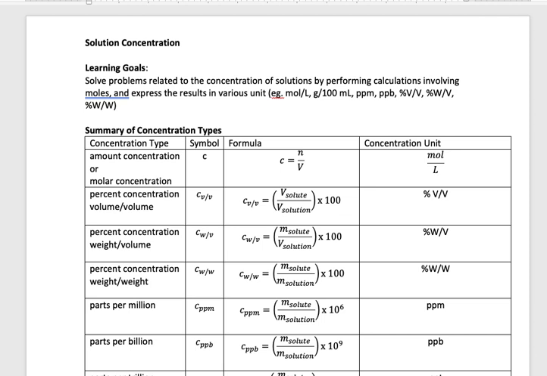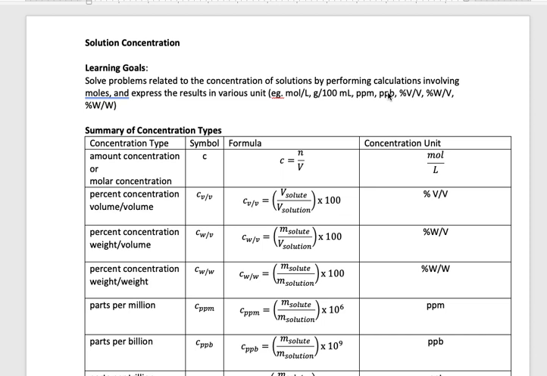and usually they're going to involve calculating the mole of something. And you're going to end up working with various concentration units. For example, we have mole per liter, which is amount concentration. We have gram per 100 milliliters of water, which we've seen with solubility, and parts per million, parts per billion, parts per trillion, which we've seen with very, very dilute solutions.